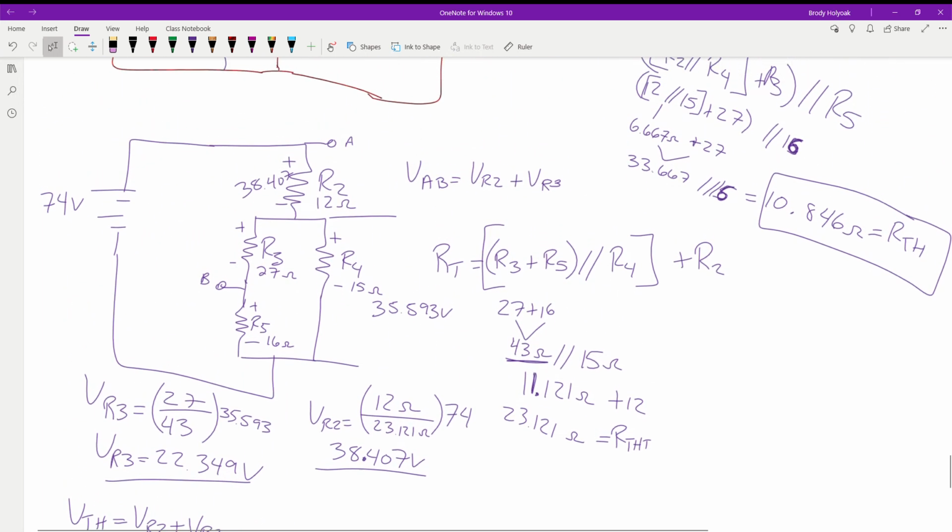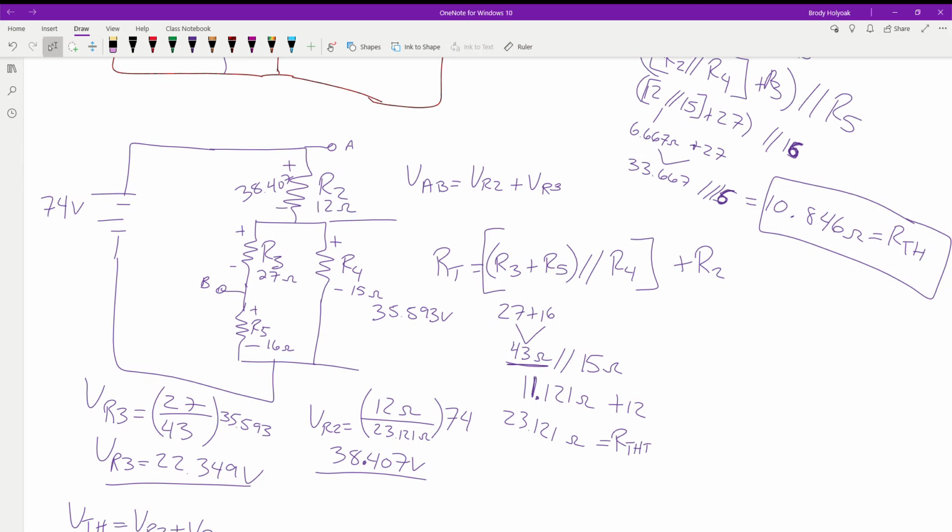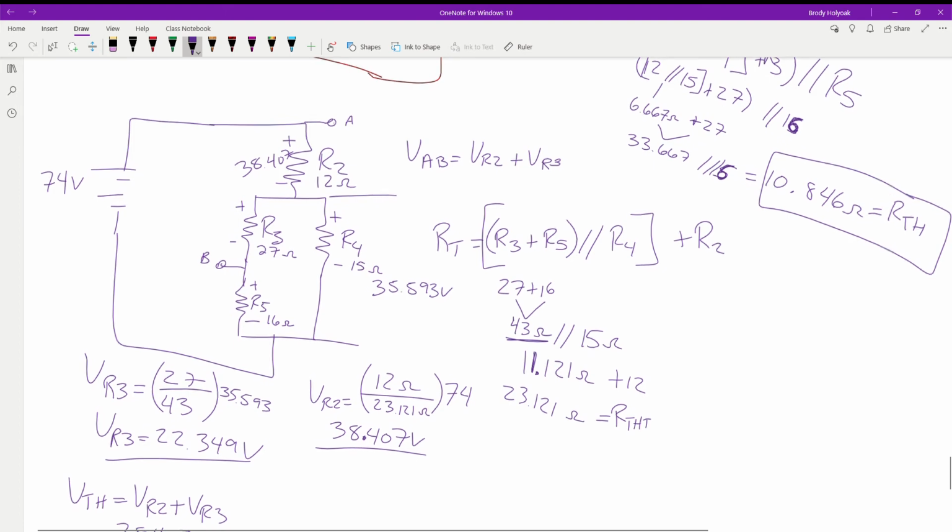Okay. So we've removed R1, and now we're just looking at what voltage we're going to have going from point A to point B. So literally, I'm going to walk from A to B. What voltages am I going to encounter to get there? So yeah, 74 is going to be dropped across this whole branch. So then we have to figure out how it's going to break down.